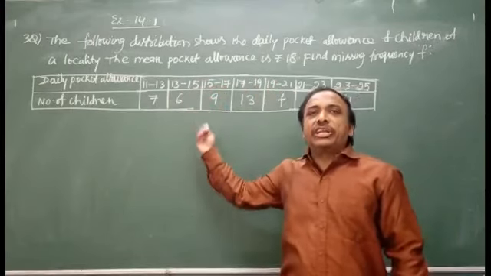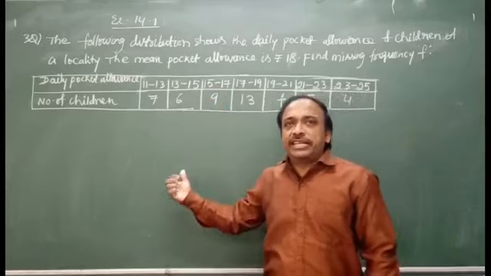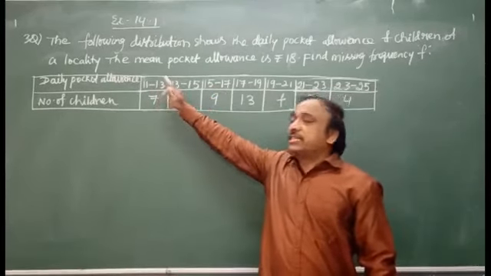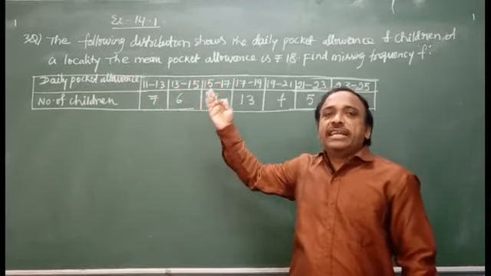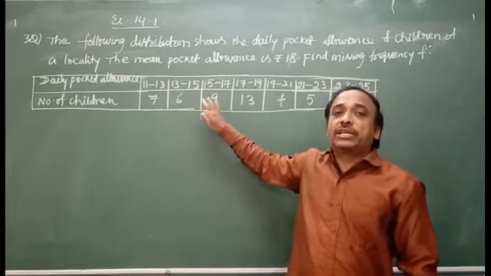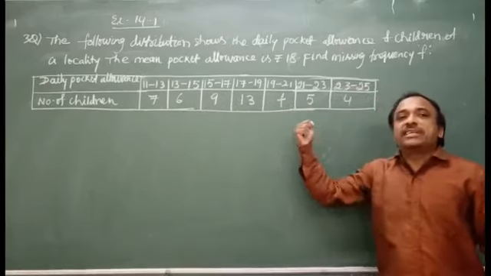Tell me, is this continuous data or discontinuous data? Yes, it is continuous data. This is a grouped frequency distribution table with continuous data, because the upper limit of a class interval is equal to the lower limit of the next succeeding class interval. That's why it is called a grouped frequency distribution table. We are going to find the missing frequency.